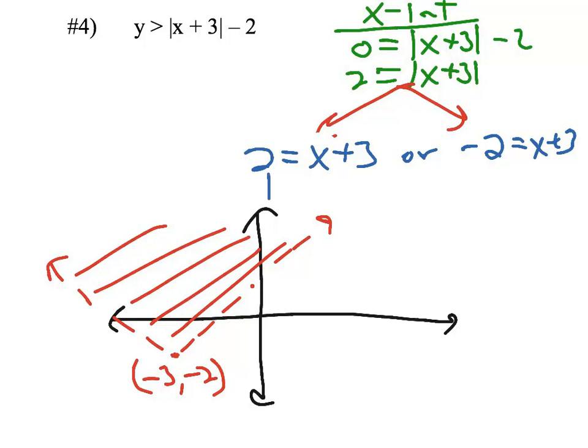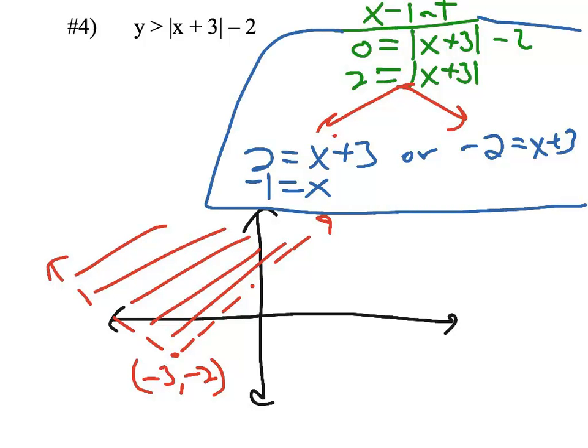Solving each of these, we're going to get x-intercepts of -1 and -5. That's it for number 4.